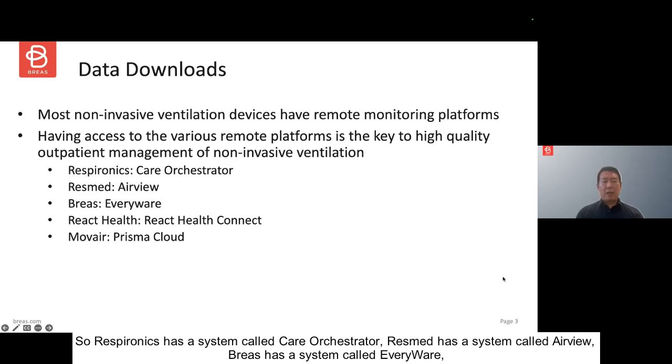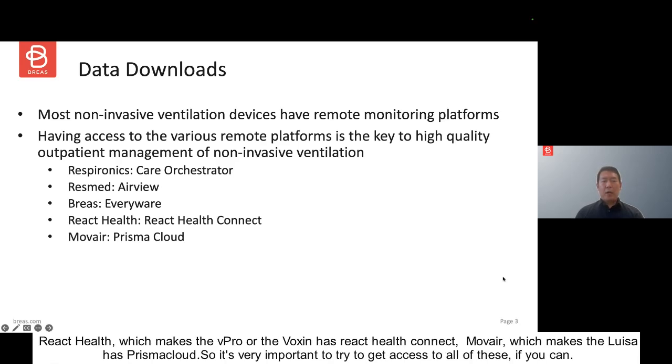So Respironics has a system called Care Orchestrator, ResMed has a system called AirView, Breas has a system called Everywhere, React Health, which makes the vPro or the Voxen, has React Health Connect, Movair, which makes the Louisa, has Prisma Cloud. So it's very important to try to get access to all of these if you can.